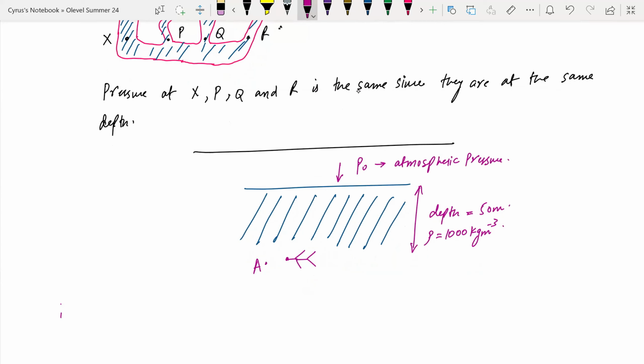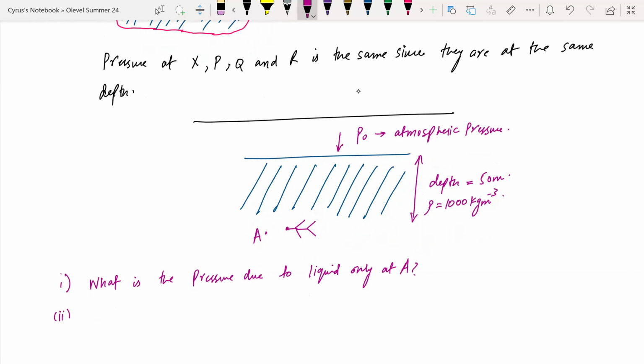The question is, what is the pressure due to liquid only at A? सिर्फ लिक्विड की वजह से क्या है एट ए. नंबर 2, what is the total pressure at A? ये जरा कैलकुलेट करें.